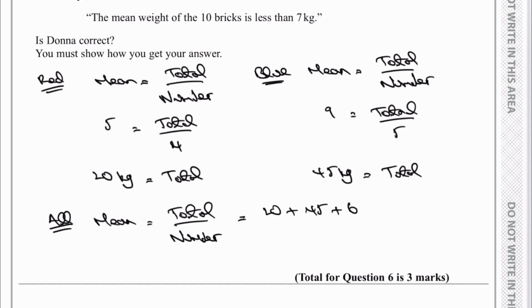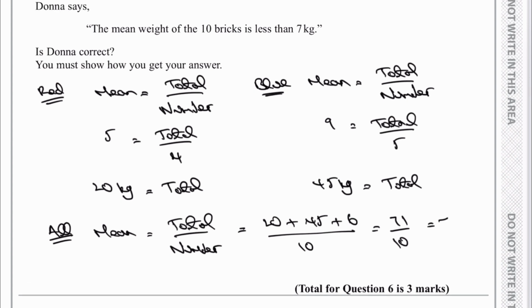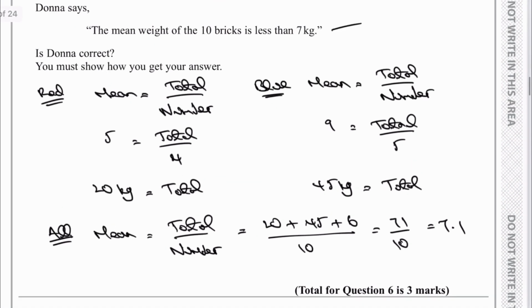Now we've got a total number of bricks: red is 4 of them, blue is 5 of them, then there's 1 green, so therefore it's going to be 10. Once I work all of that out, I'm going to get 71 over 10, and 71 divided by 10 is equal to 7.1. Okay, so is Donna correct? She's not actually, because in fact it is 7.1 kilograms, not 7 kilograms. Okay, hopefully that's okay for you. If you're not sure, let me know in the comments.